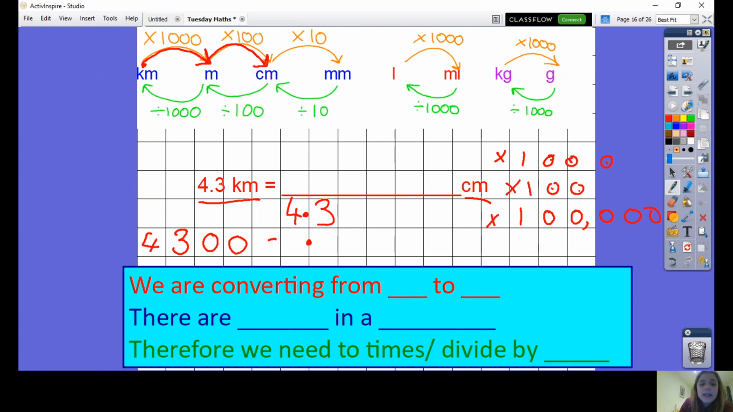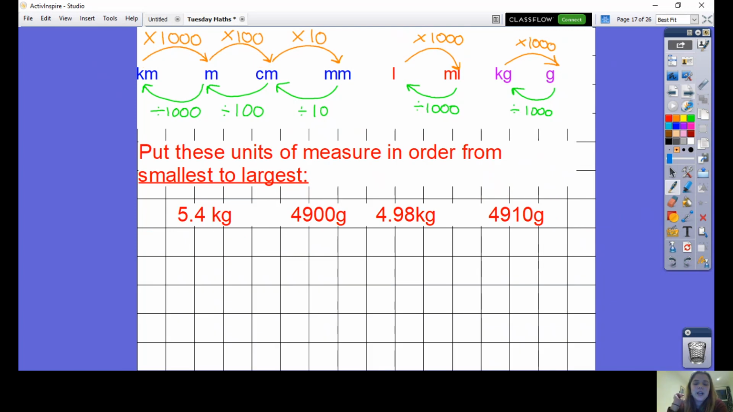Now I put my placeholders in and I can see that 4.3 kilometres is the same as 430,000 centimetres. You can see why you don't measure long distance in centimetres. Now you might also be asked a question like this.